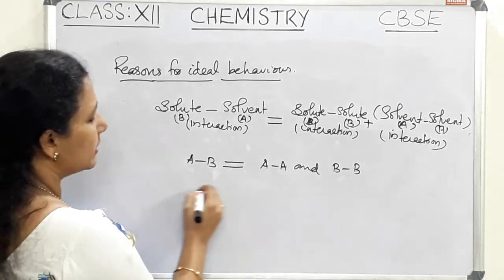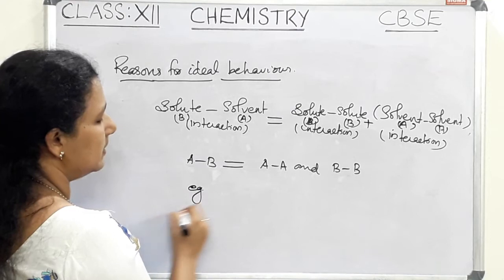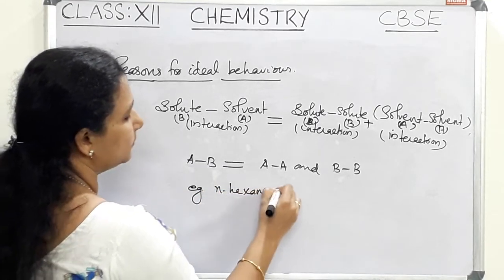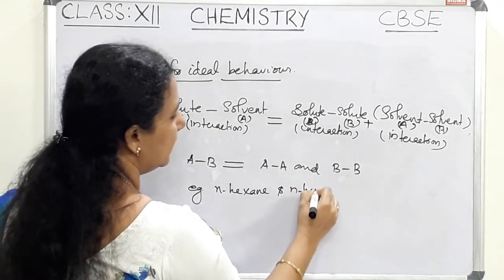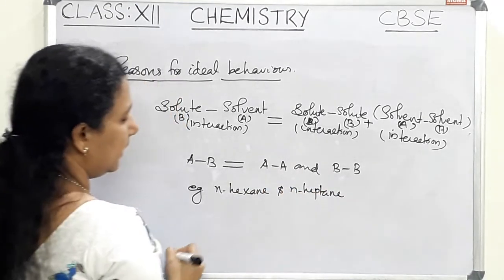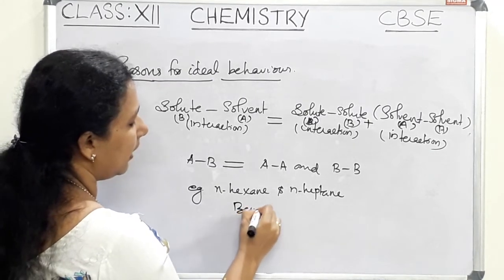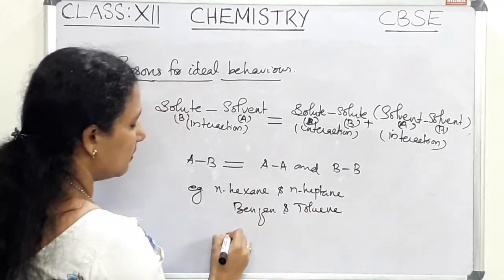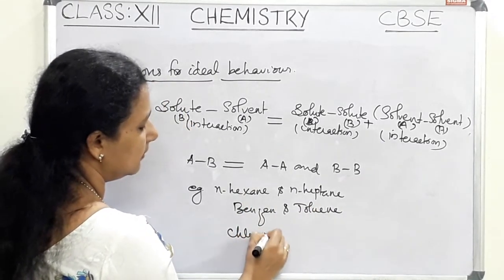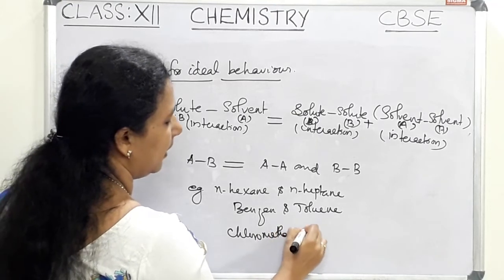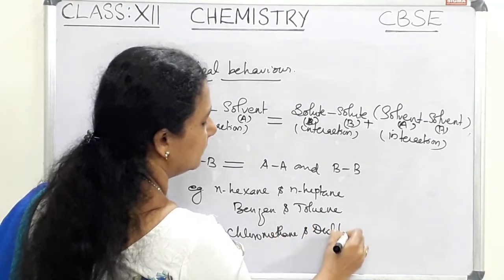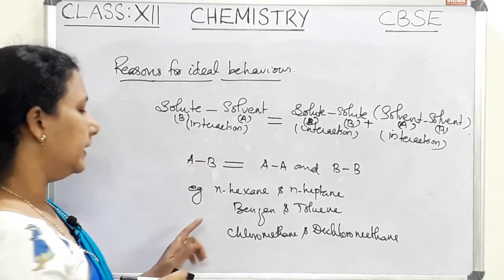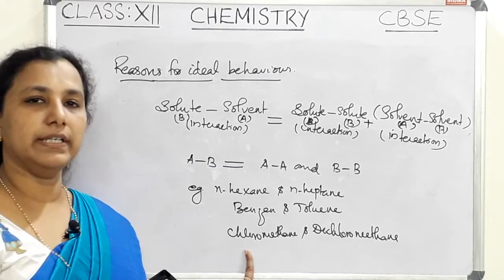Normally ideal solutions are rare, but we can write some examples. Normal hexane and heptane will give an ideal solution, or benzene and toluene will give an ideal solution, and also chloromethane and dichloromethane will give an ideal solution. So these are the examples of ideal solution.